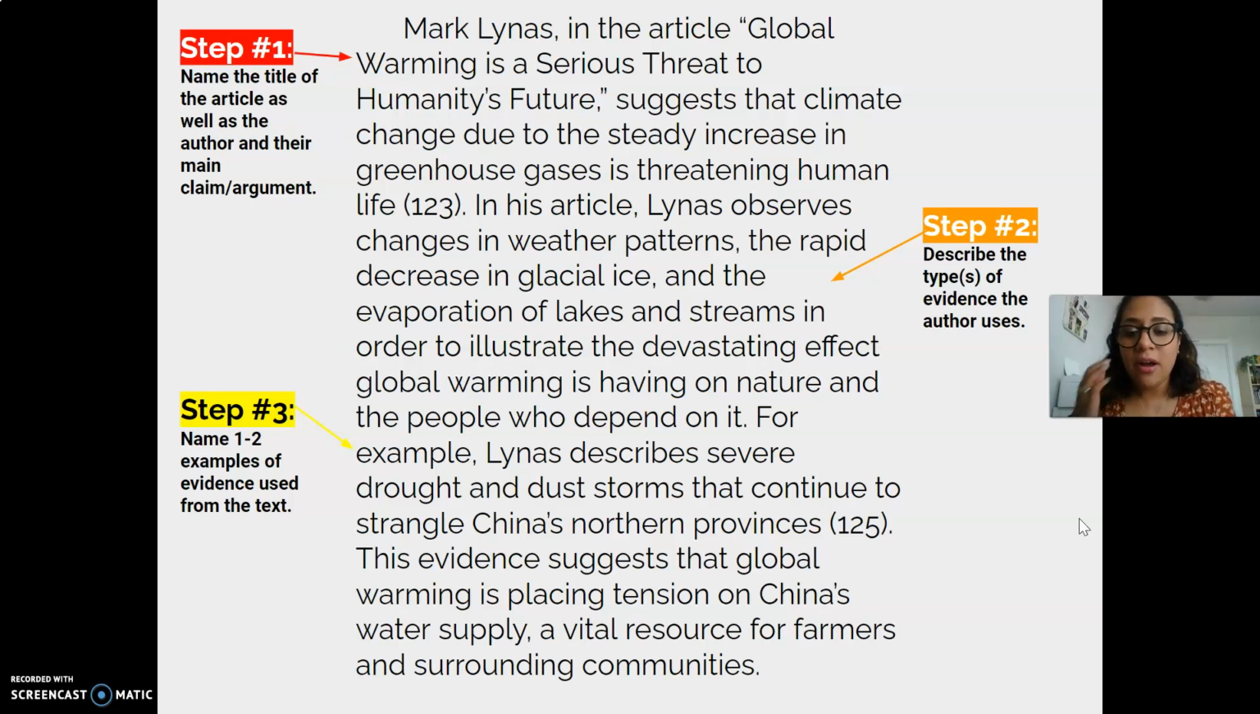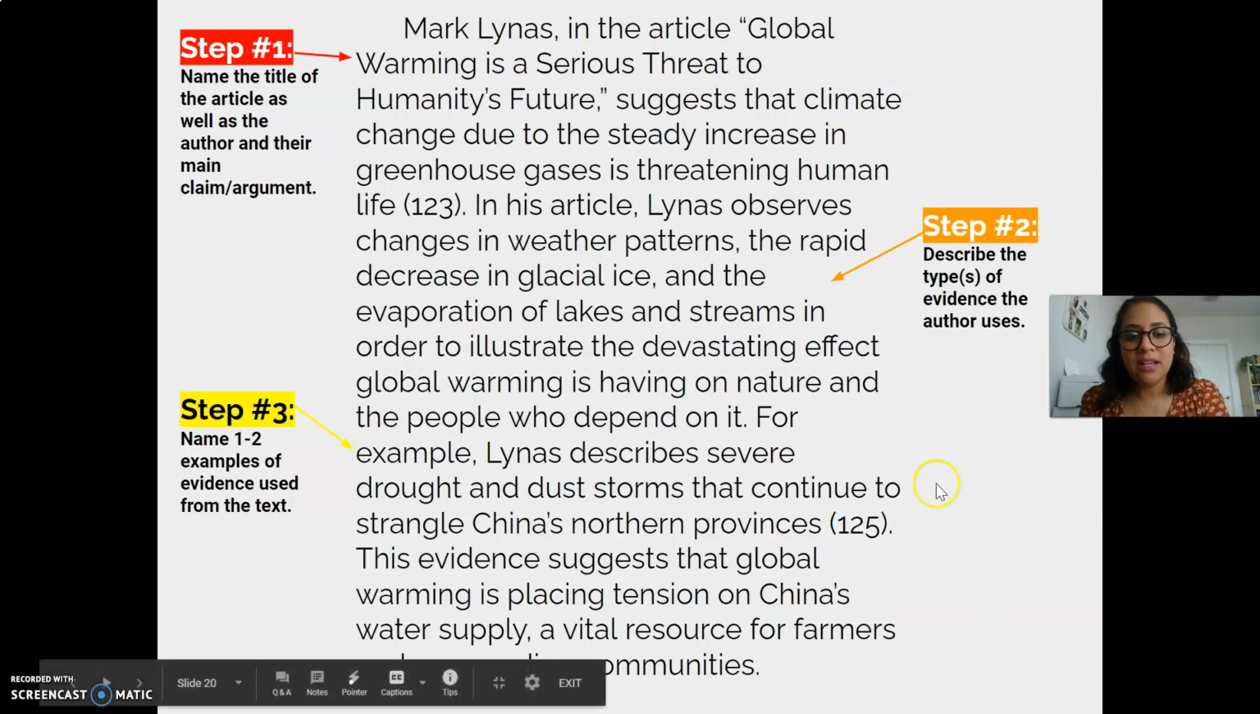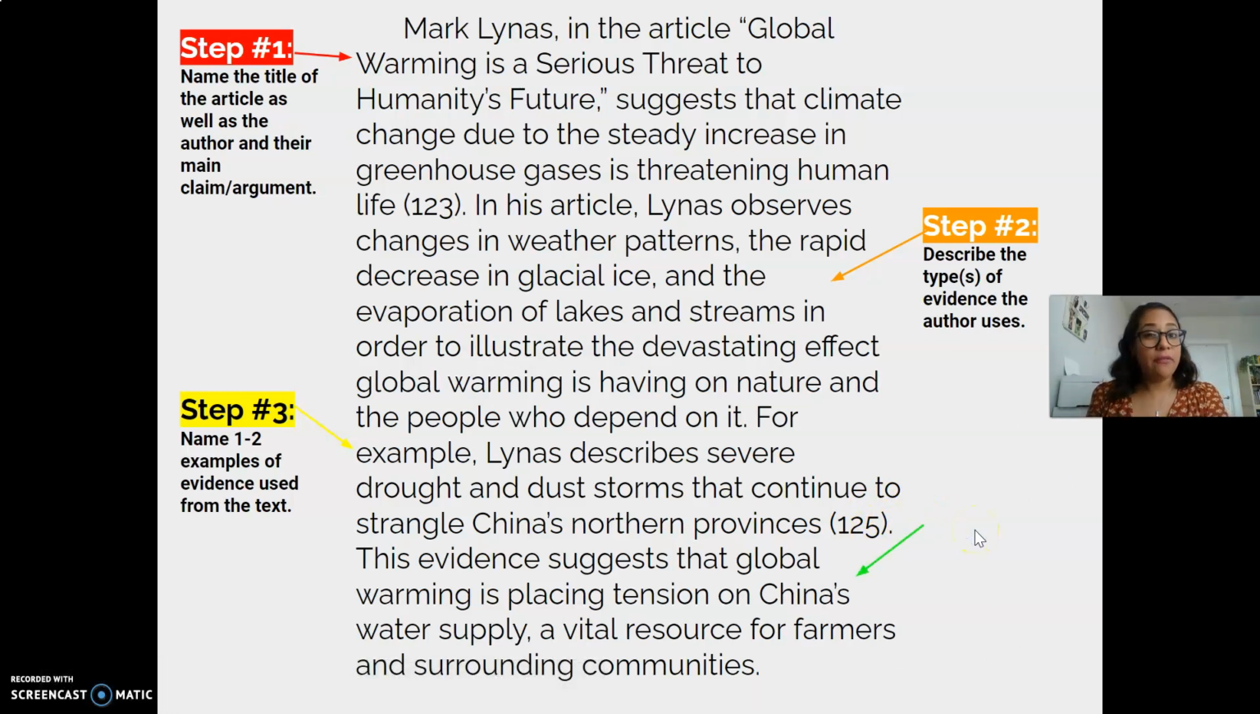Okay, here the author is naming a very specific example. Okay, they are describing how Linus describes severe drought and dust storms that continue to strangle China's northern provinces. And notice how it is taken directly from the text, and I know that because there is a citation right after it. Alrighty, let's go on to the last step, okay? Remember step number 4? What was step number 4? Tie back the evidence back to the author's main claim or argument.